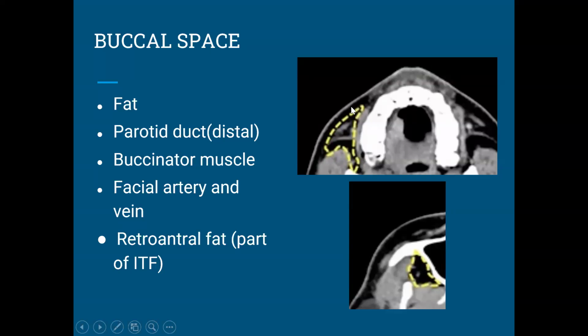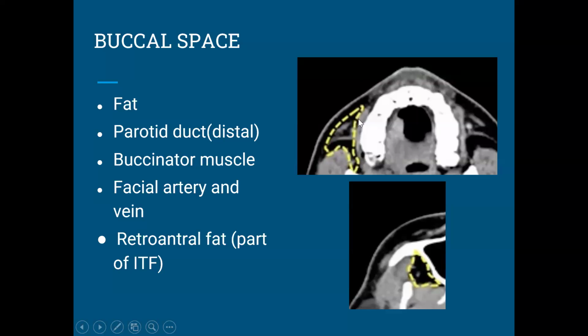and it contains fat. It also comprises the distal part of the parotid gland, wherein the parotid duct from behind comes anteriorly along the masseter, pierces the buccinator and opens opposite the second molar tooth. So the distal part of the parotid duct is in this buccal space. You have the buccinator muscle, you have the facial artery and vein in this space, and we also need to remember that the retroantral fat pad is a component of the buccal space.